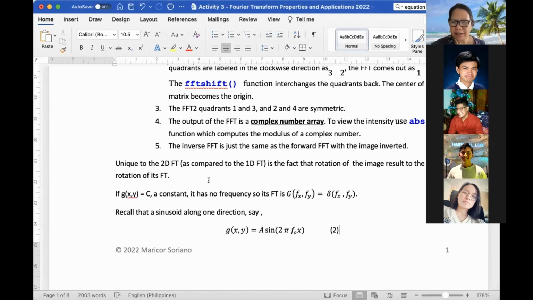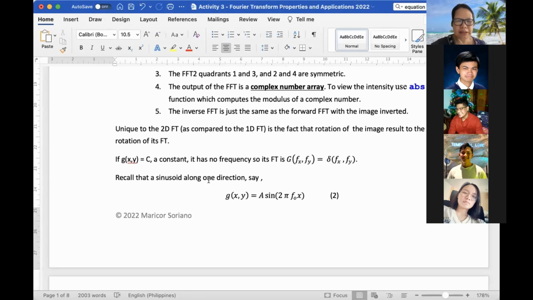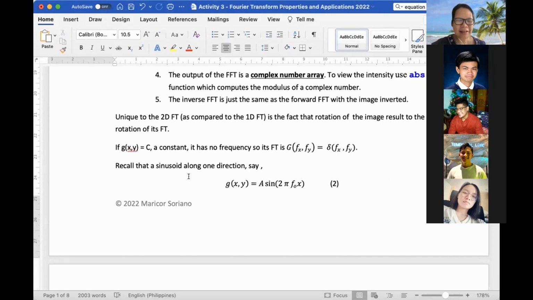Okay, so review muna natin yung mga FFT ng mga common signals. Dalawang common signals na napaka-importante for our application, yung constant. Okay, if you express a constant in 2 dimensions, g of x,y is equal to c. Now, if you take the FFT of the constant, technically, the constant is flat. Walang frequency, walang waves. So, essentially, its FFT is the Dirac delta at fx, fy. So, when fx equals 0 and fy equals 0, there's a peak, and that's at the origin. Easy, no?